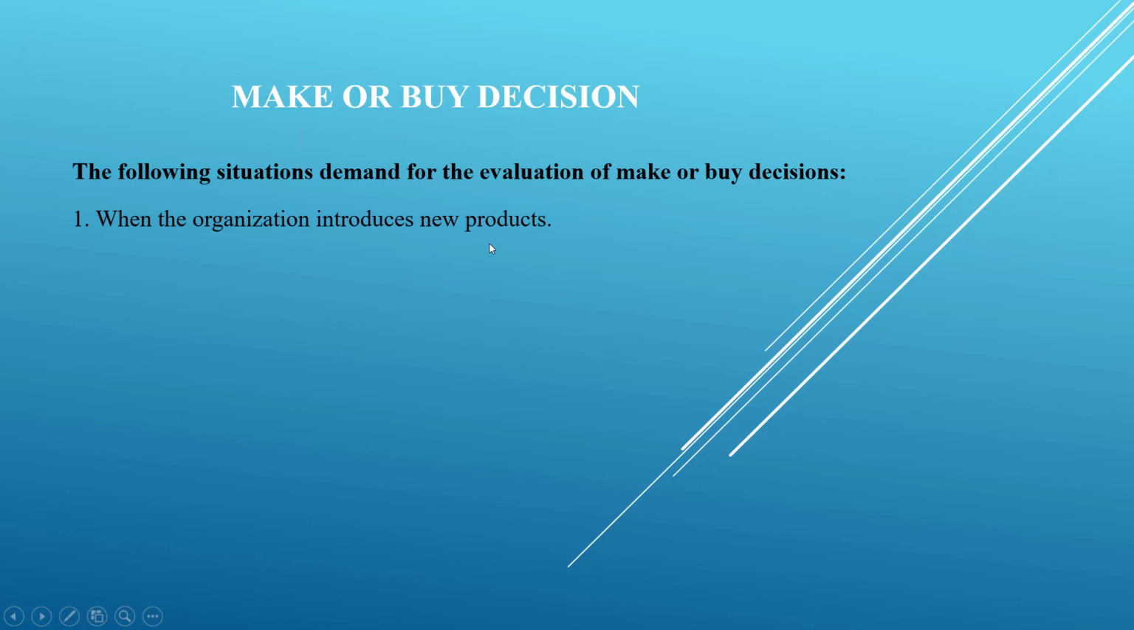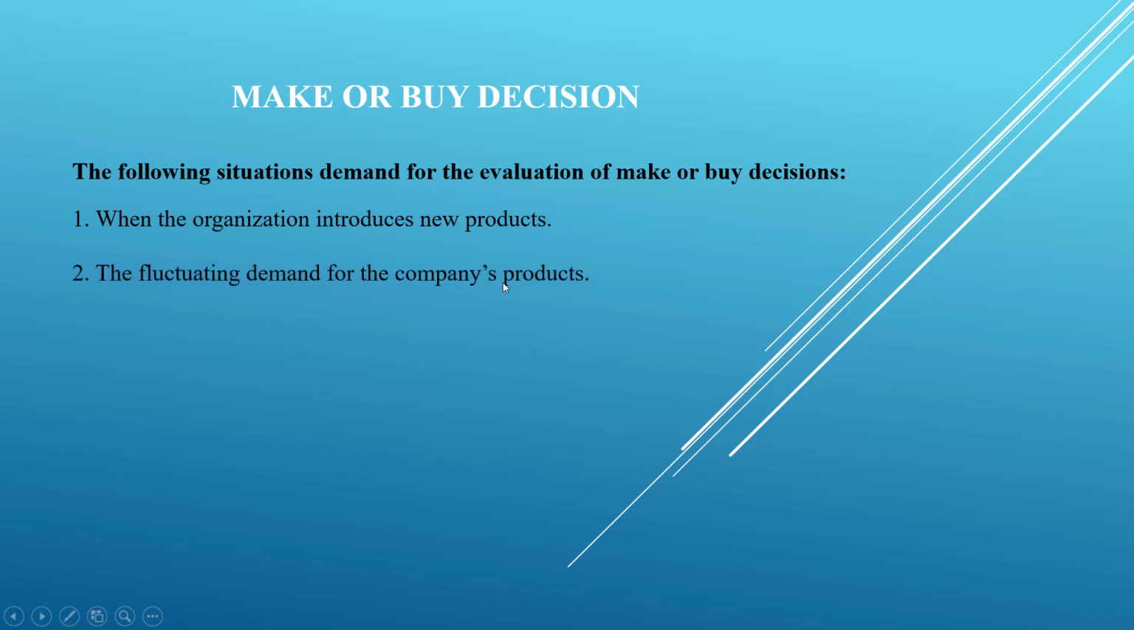when the organization introduces a new product, where you don't have any sales before you have produced that product. When the company is trying to produce a new product to sell in the market, then the make or buy decision has to be taken: whether making it inside the organization will be profitable, or buying the materials from outside will be more profitable. So when the organization introduces a new product, that is your first situation in which this decision can be taken.